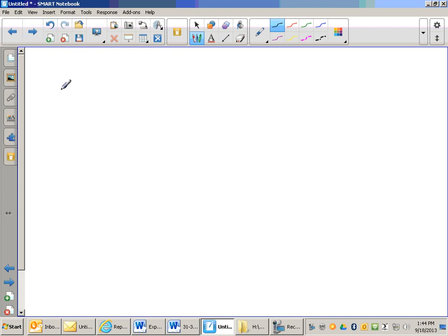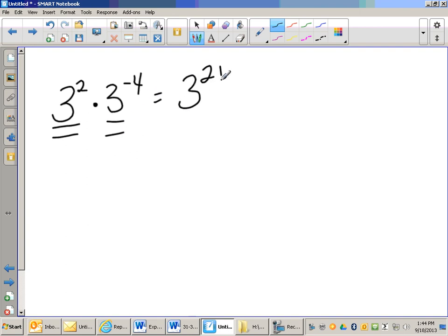So then we can kind of combine the product of powers rule with our negative exponents that we already know. So if I had something like 3 squared times 3 to the negative 4, we still are multiplying. We still have the same base of 3, so we're going to add the exponents. Now 2 plus a negative 4 is a negative 2.